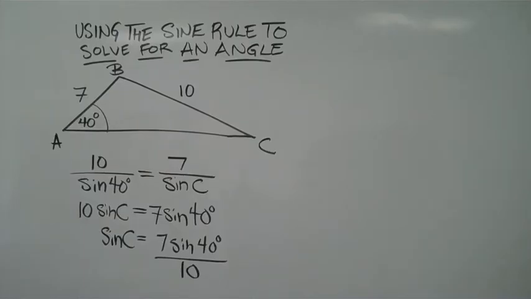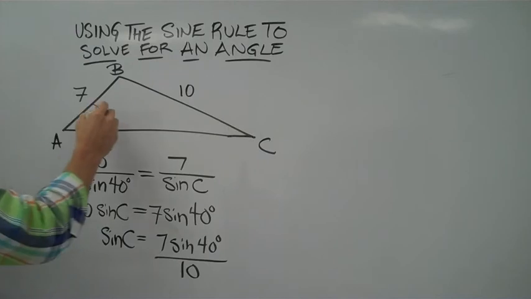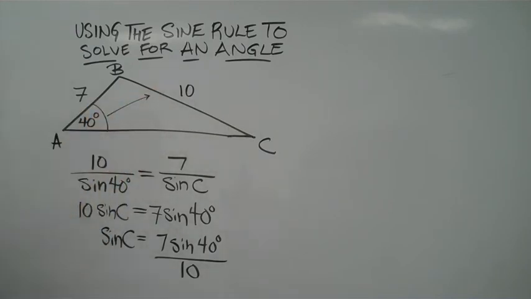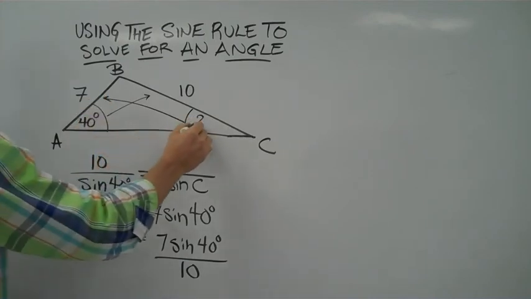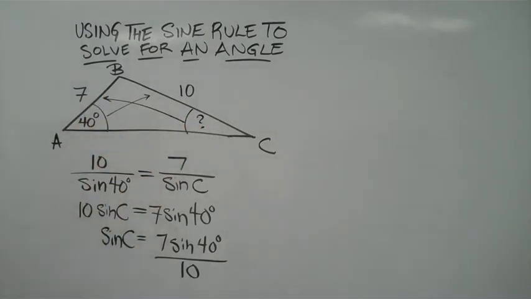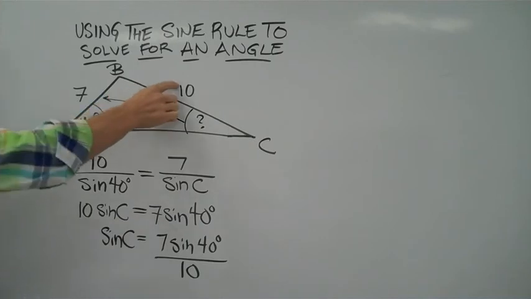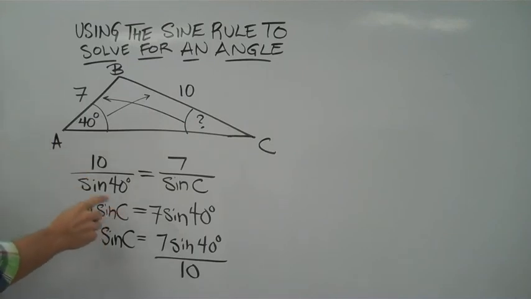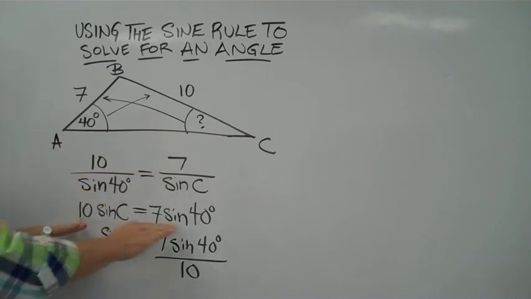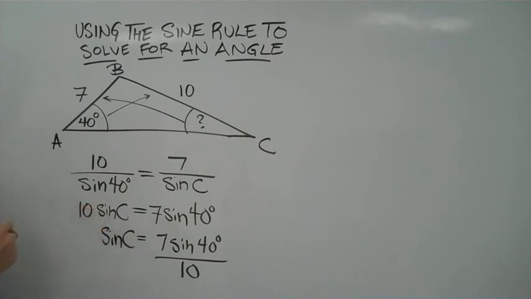What happens when you're using the sine rule and you have to solve for an angle? Well, here is a triangle given that across from 40 degrees we've got 10, and across from angle C, we've got 7. And we want to find angle C, for example. Well, I can use the sine rule and say 10 over sine 40 is equal to 7 over sine C. If I cross multiply, I get 10 sine C equals 7 sine 40.